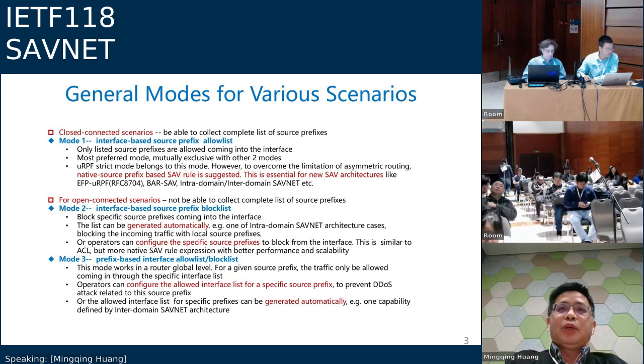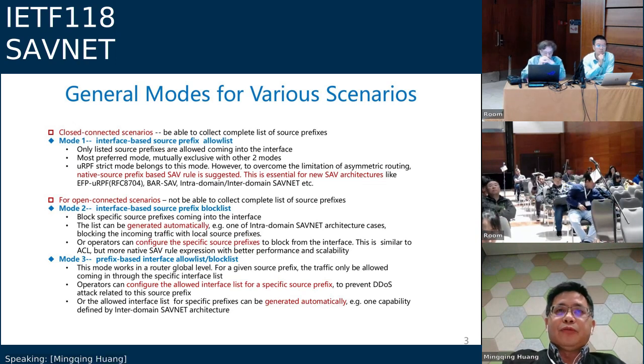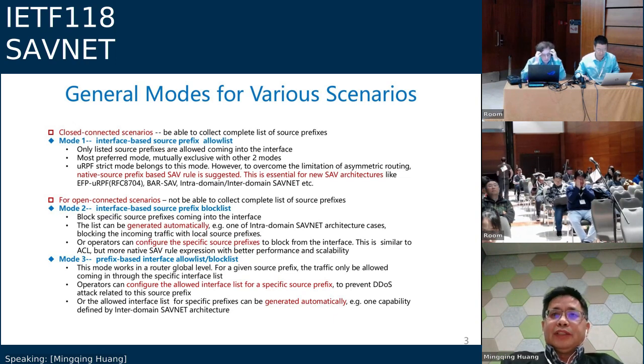The other two modes are for the open connected scenarios. As mentioned before, right now we don't have many tools for these scenarios. Mode two is an interface-based source prefix block list. The basic idea is that for an open connected interface, we don't have the capability to collect all the source prefixes. So one choice is that we know certain origin source prefixes on our own, and we may want to block them. The other way is to provide more native tools for the operation center to do configuration based on the source prefix block list.